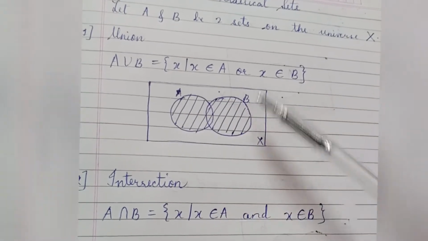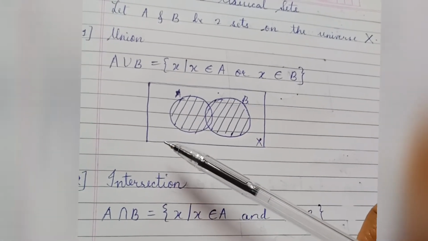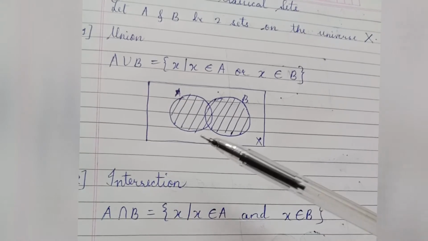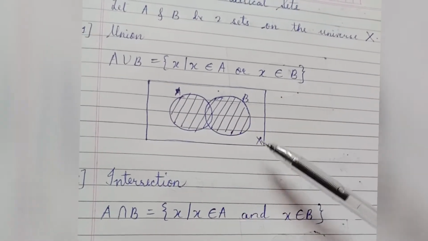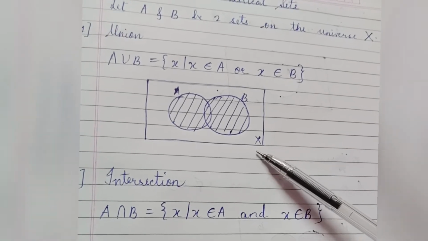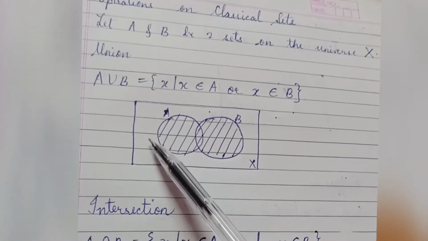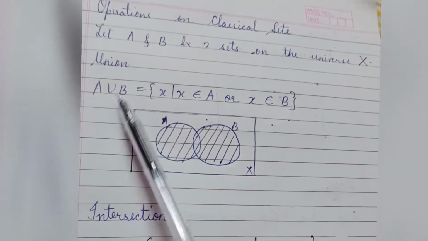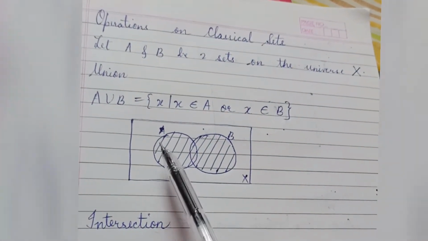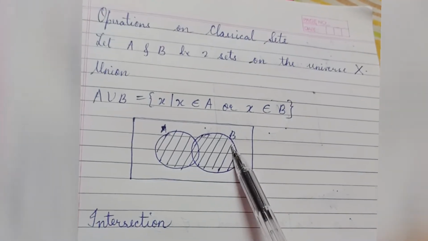This is the Venn diagram which shows the A union B operation. This is the diagram where X is the universe of discourse. This is set A and set B. So A union B will be all the elements from set A and set B.